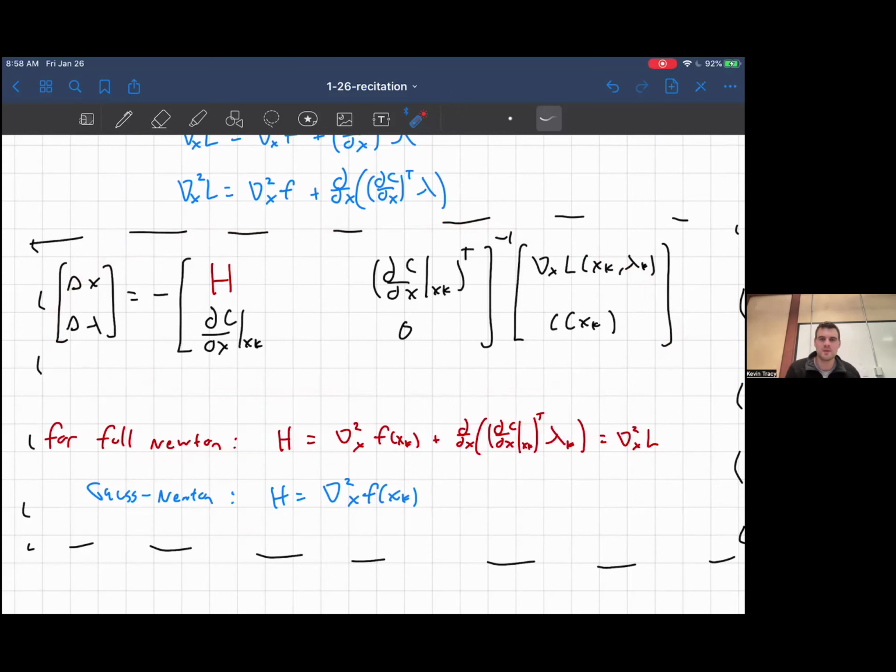So the takeaway here is that I can solve constrained optimization problems as root finding problems using Newton's method. Here is what we're looking for in Newton's method. This is how we compute the Newton steps. This is the Newton step right here.